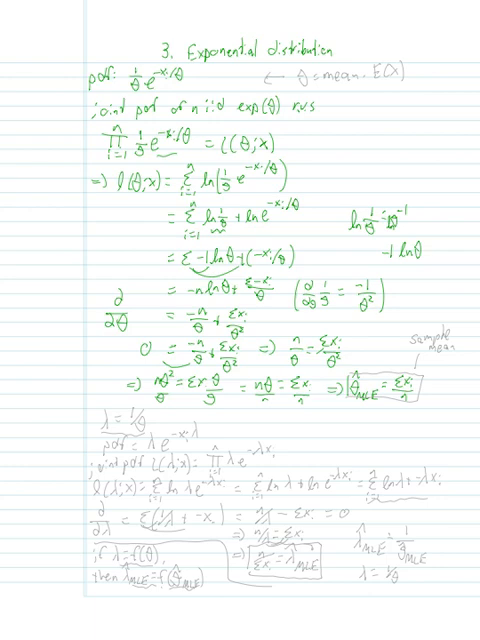And again, this makes a lot of intuitive sense, because for the exponential distribution, theta is equal to the mean, right? The expected value. So it makes sense that the maximum likelihood estimator for theta is the sample mean.